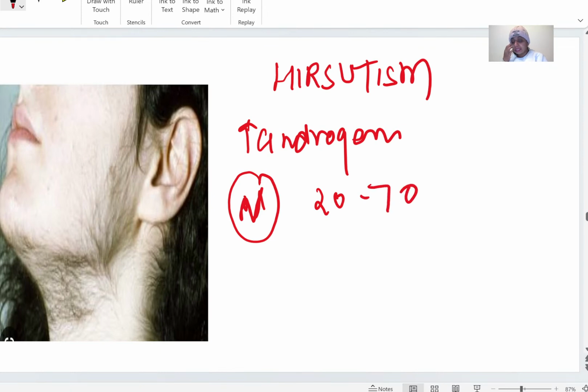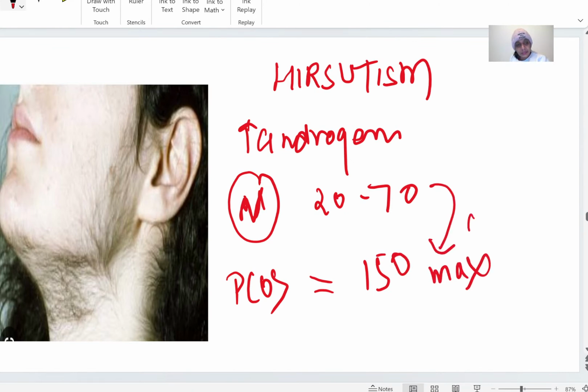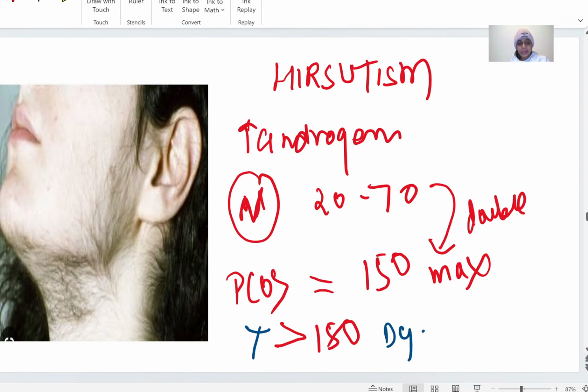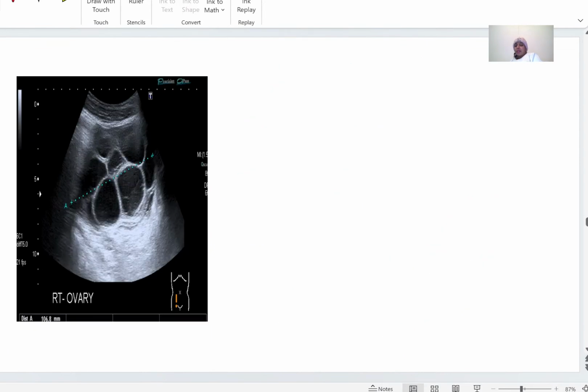20 to 70. पीसीओएस में कितना हो जाता है? ये पेशेंट पीसीओएस का है. पीसीओएस में हाइपरएंड्रोजेनिज्म हो जाता है. मैक्सिमम कितना होता है? LH इंक्रीज, इन LH कॉजेज हाइपरएंड्रोजेनिज्म. मैक्सिमम कितना होता है? 150 maximum. It doubles. अगर टेस्टोस्टेरोन मोर देन 150 है तो डायग्नोसिस adrenal tumor. Good. What is this image?